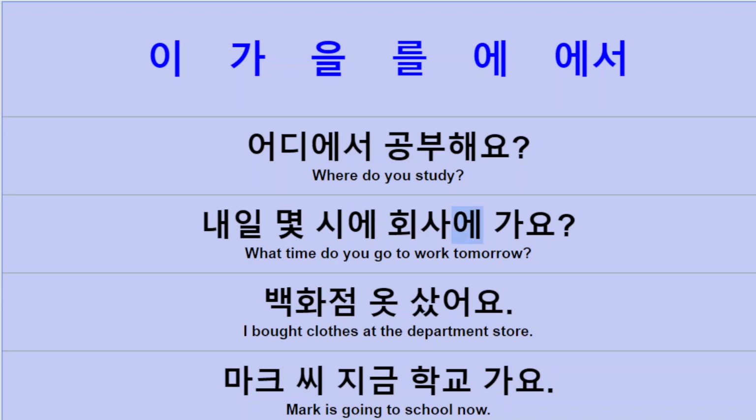And again, 회사 is the place and the verb is 가요. So the right one is 에. So there are two 에, right? For time and for place. And next one, 백화점 옷 샀어요. So 백화점 is the place here, and I need to see the verb here. 샀어요.